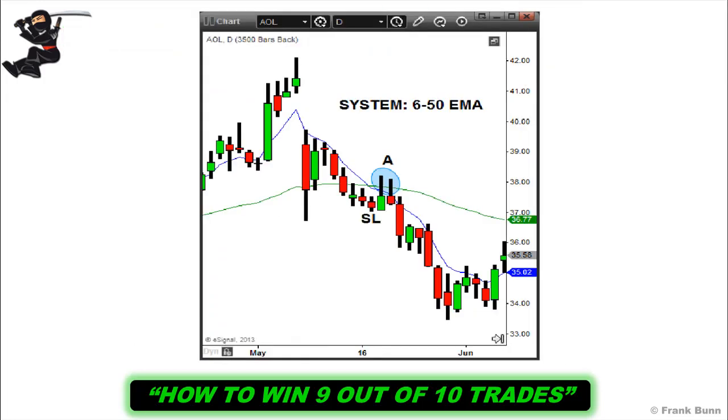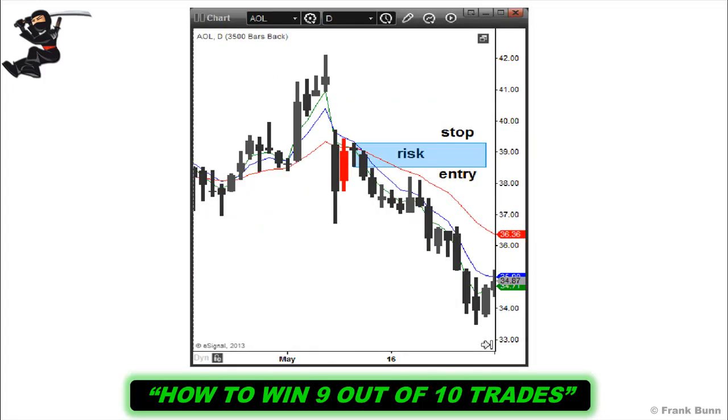Here's an example of the 6 and 50 system at work in an AOL short I traded last year. Notice the testing of the 50 exponential moving average in the pattern. Extremely low risk. The fact that it does it twice is even better. A few days earlier in that chart, you can see an explosive 3-6-18 system breakout short in AOL. This is really one of my favorite systems. It consistently produces great winners.